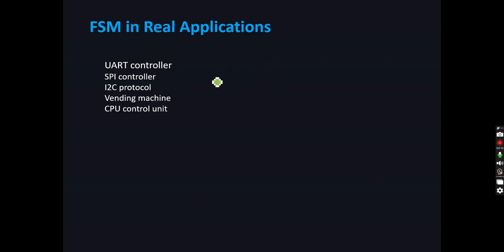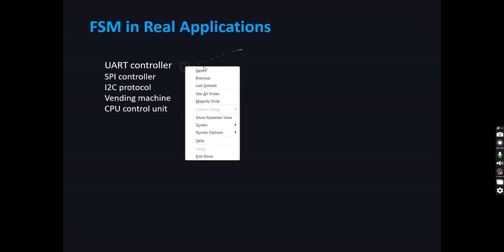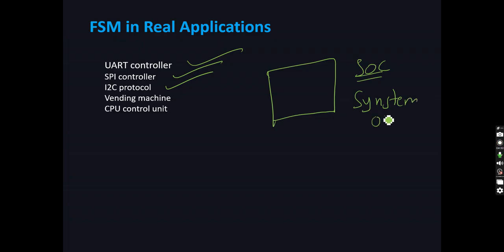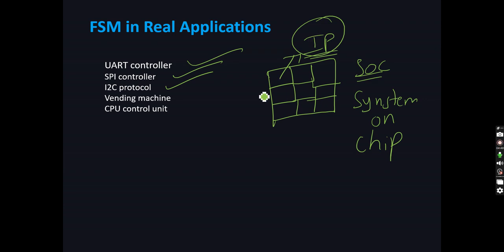In real-life applications, we have FSMs in the UART controller, in SPI control, and in I2C protocols. Let's take a chip, an SOC. SOC is nothing but System on Chip. In a system on chip, we have several IPs, which are intellectual properties. The integration of IPs is what we call an SOC.